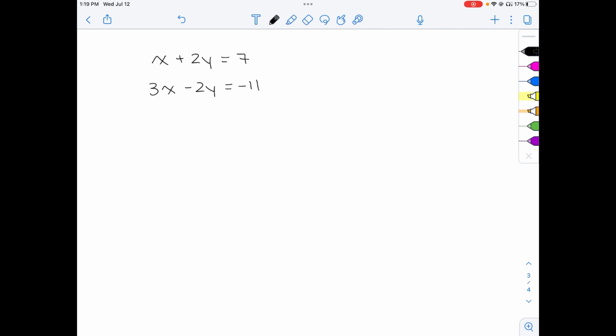This is one last example of how to use substitution, and this is showing you how to do this if neither of your equations start off being isolated for one of your variables. So in this case, I have x plus 2y equals 7, and 3x subtract 2y equals -11. So these are both in standard form to begin with.